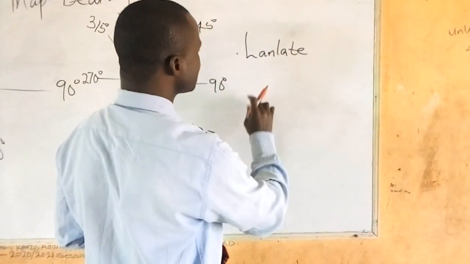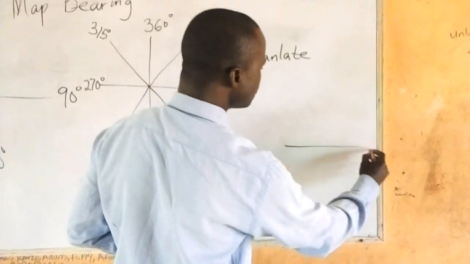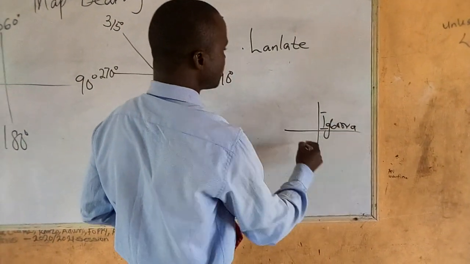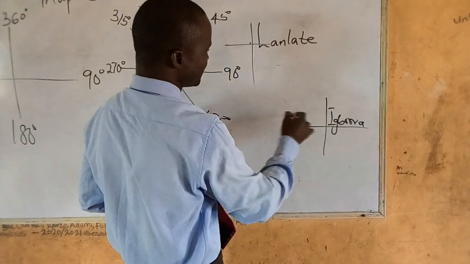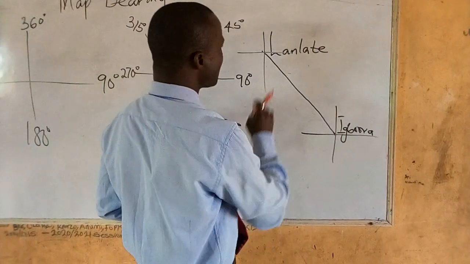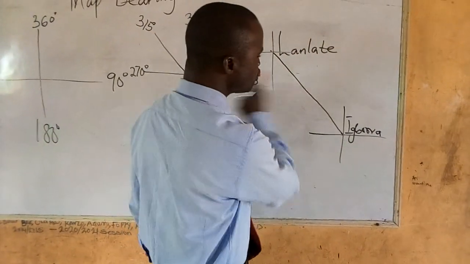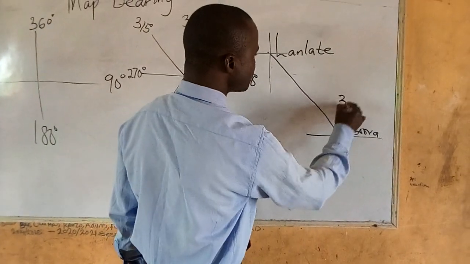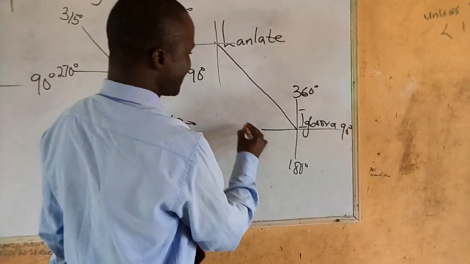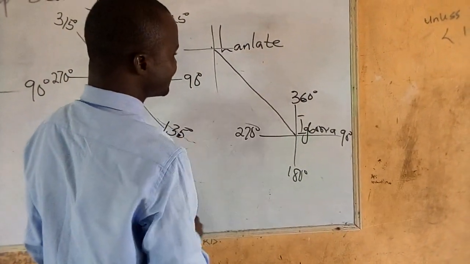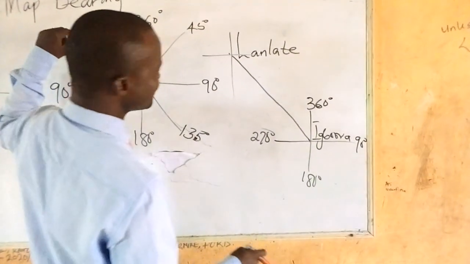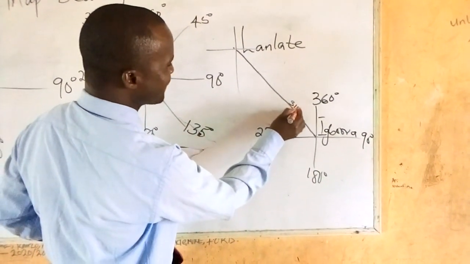This Lanlate, it can ask you to find the bearing of Lanlate to Igbora. Igbora is a town in Oyo State, Ibarapa Central. You join the two together like this. The question is now, what is the bearing of Lanlate to Igbora? Remember, there is no way you know. 360 degrees, 90 degrees, 180 degrees, and this one is yours, 270 degrees. What is the bearing of Lanlate to Igbora? If you check this place, you'll find out that it's 315 degrees.